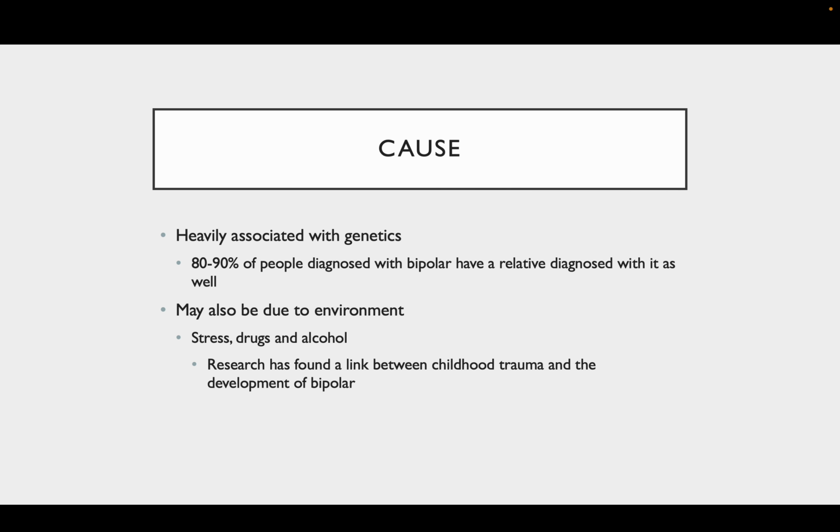The cause. Bipolar is heavily associated with genetics. 80 to 90% of people diagnosed with any type of bipolar have a relative that has been diagnosed with it as well. Environmental factors also play a role in the development of this psychological disorder, such as stress, drug and alcohol use, as well as sleep disruptions.